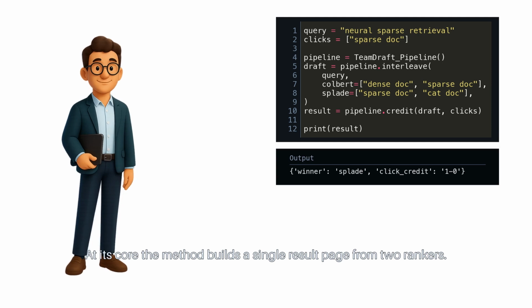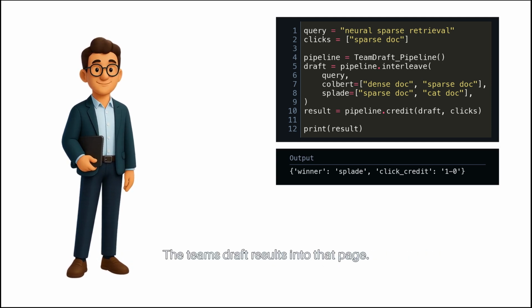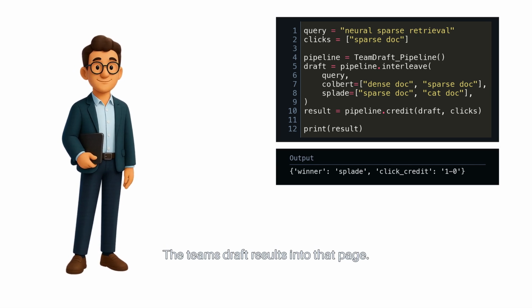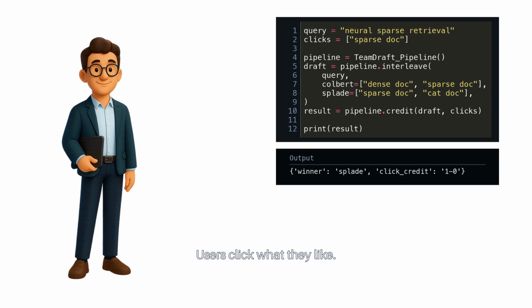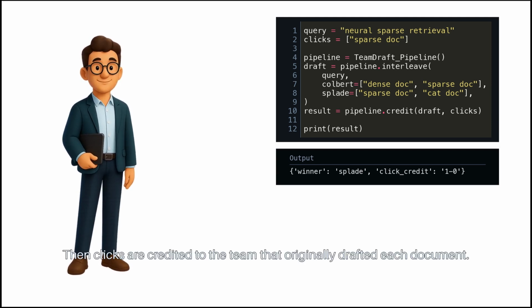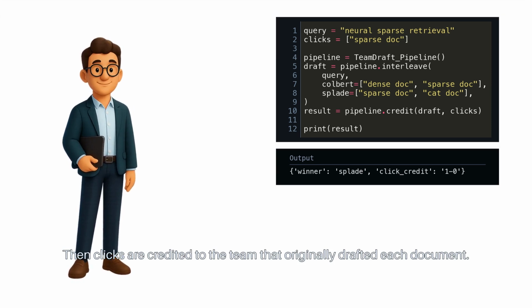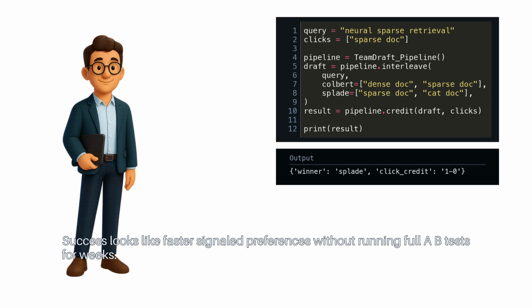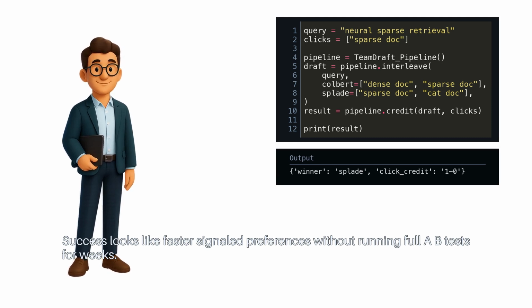At its core, the method builds a single result page from two rankers. The teams draft results into that page. Users click what they like. Then, clicks are credited to the team that originally drafted each document. Success looks like faster signaled preferences without running full A/B tests for weeks.